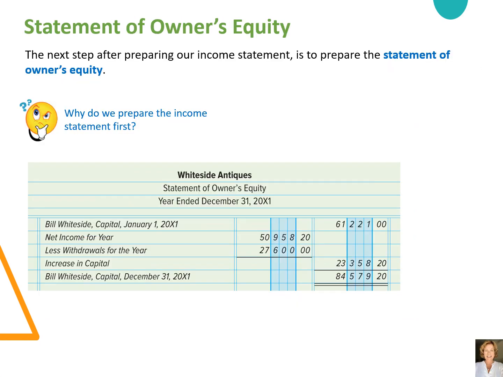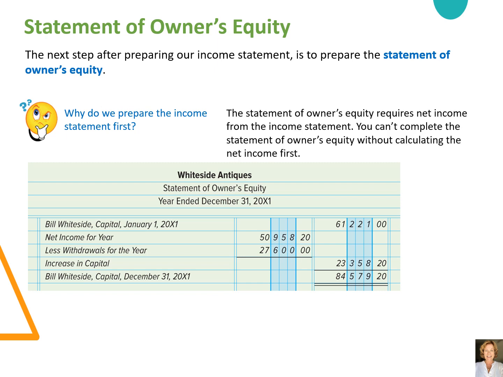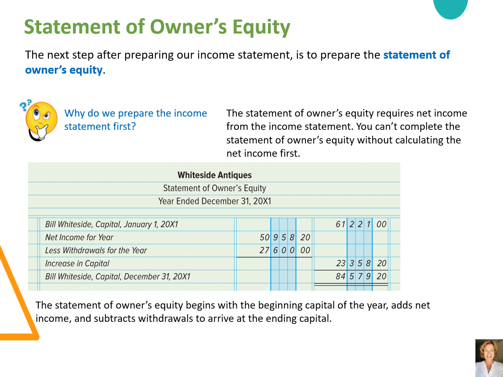Now let's move on to the statement of owner's equity. Why do we prepare the income statement first? Well, the statement of owner's equity requires net income from the income statement. You can't complete the statement of owner's equity without calculating the net income first. The statement of owner's equity begins with the beginning capital of the year, adds net income, and subtracts withdrawals to arrive at the ending capital.